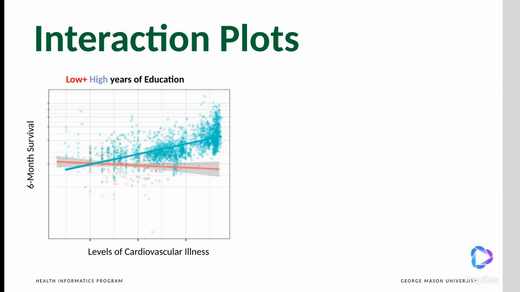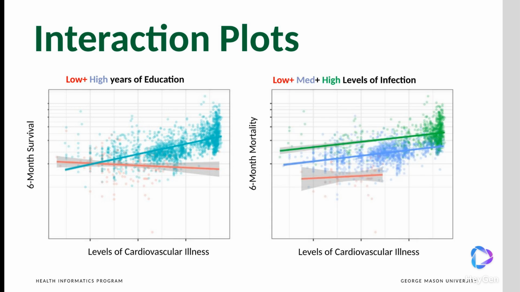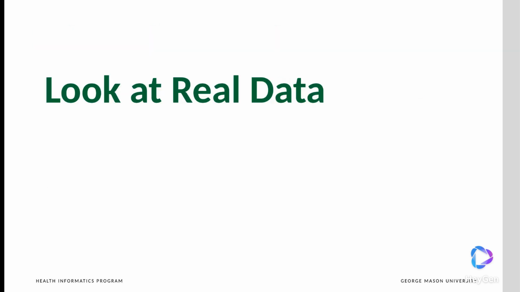Here are some examples of interaction plots. In this example, we see a funnel opening to the right, where cardiovascular illness is present. This suggests an interaction between education and cardiovascular illness. To the right, you see a linear relationship between levels of infection and cardiovascular illness. Let us look at real data.